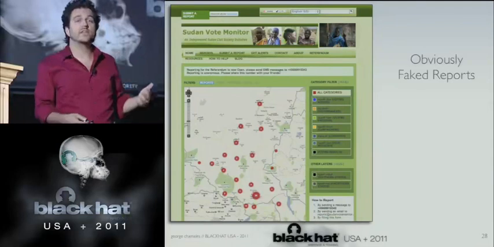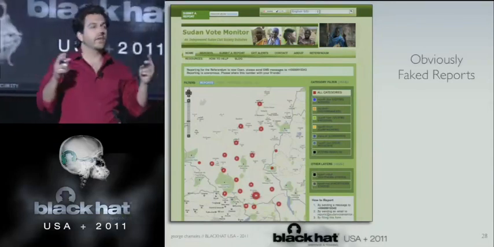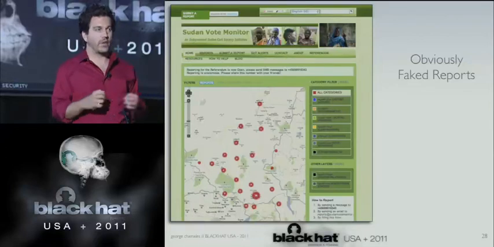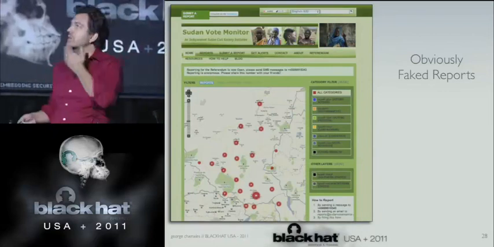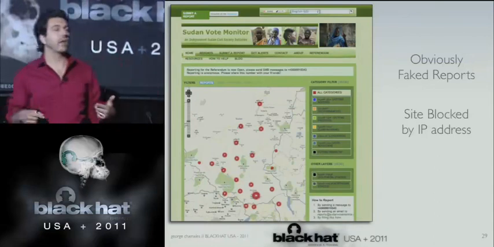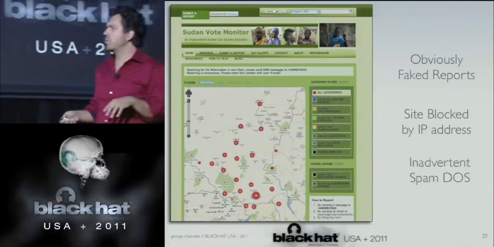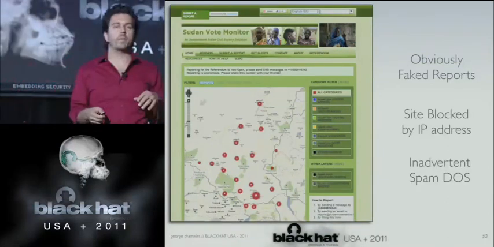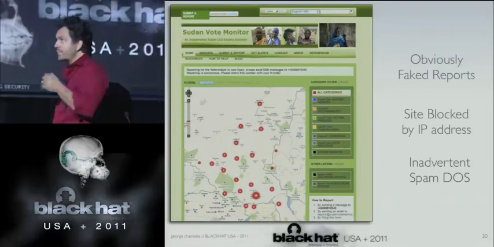We got some obviously faked reports, things that came in saying to the effect of, everything is fine at this polling station and everyone is voting for the ruling party. Stuff that just didn't ring true. We also had to deal with our site getting blocked by IP address from inside of Sudan, so people weren't able to reach it from the ground. And then we had a really funny moment where we had an inadvertent spam DOS, where a bug in the code that we were using caused the site to crash, and we had to diagnose on the fly.